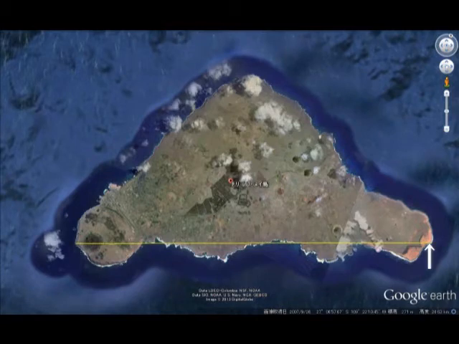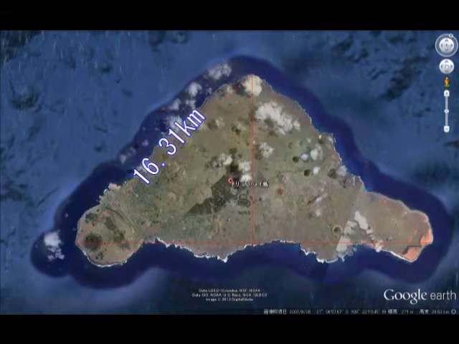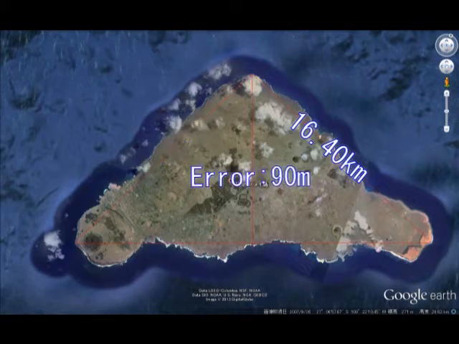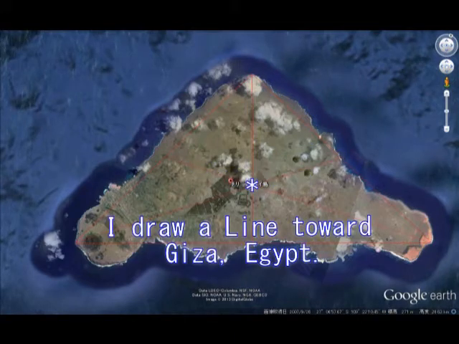And here are two points, very strangely, and I connect the two points here on Easter Island, and this is a right triangle, a very beautiful triangle, right? And the distance between them is like this, as you see here, and the error is only 90 meters, right? This is very strange. Or you may think that this island has been calculated.